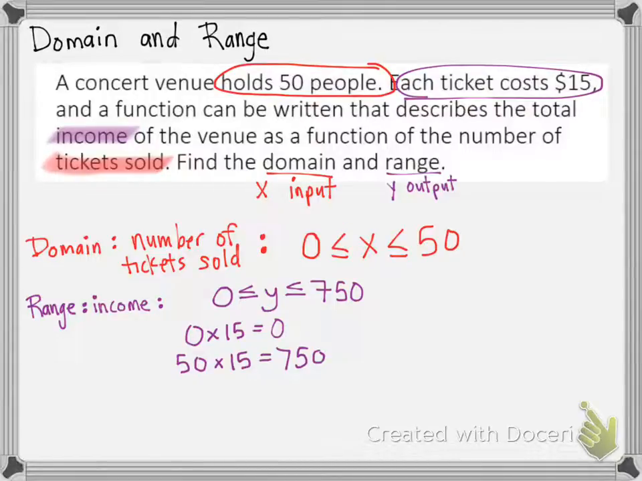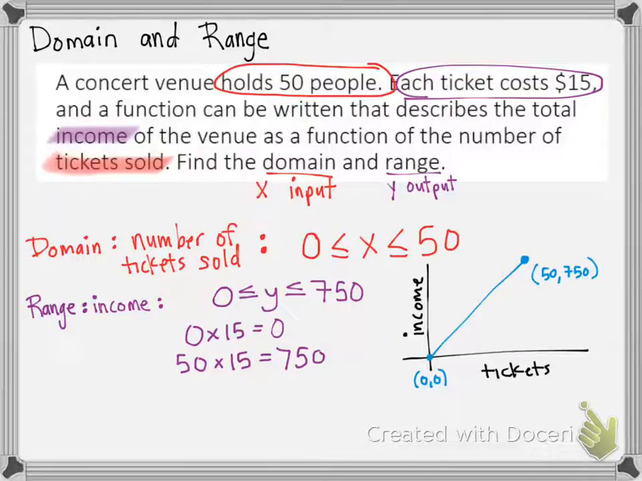How would you find the domain and the range if this were a graph? Well, if we wanted to graph the number of tickets and the income for the situation, we could start with selling 0 tickets and making $0, all the way up to selling 50 tickets and making $750. The domain is always the x value, so we would see that the domain goes from 0 to 50. The range is always the y value, so we would see that the income goes from 0 to $750.